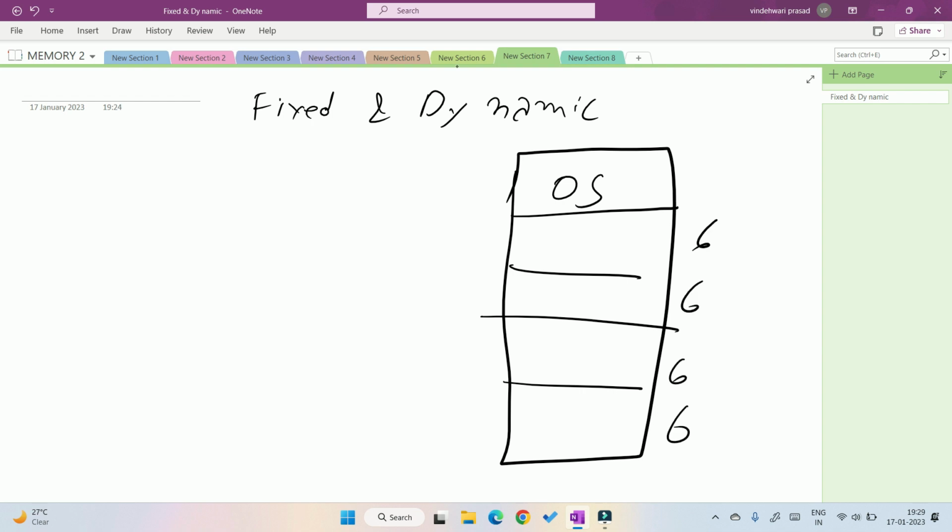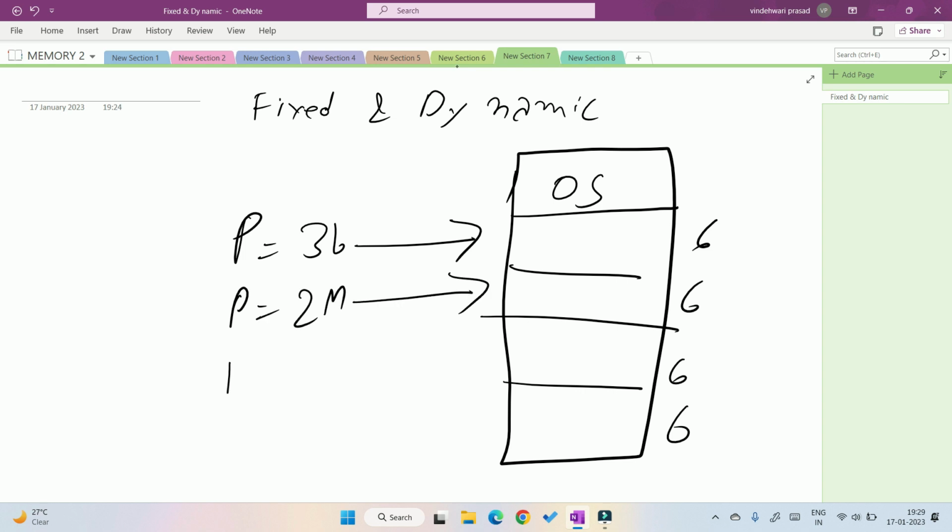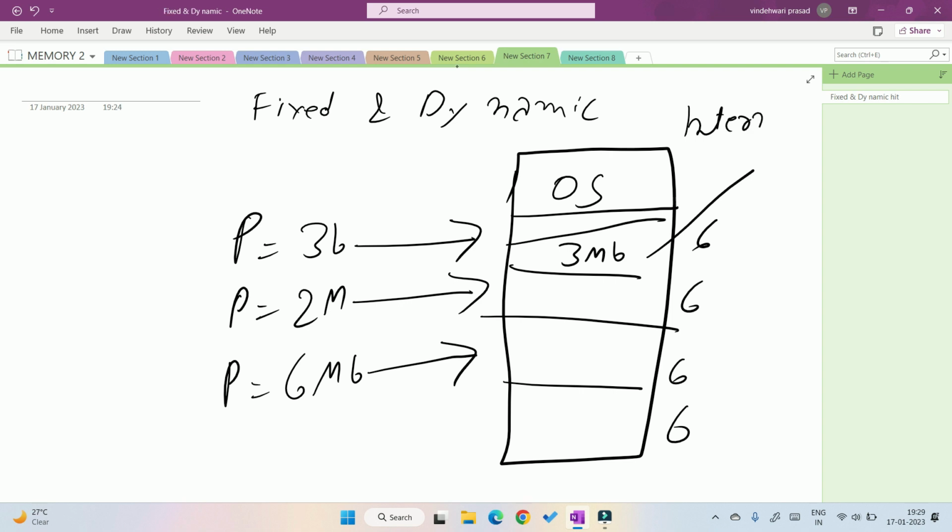Now suppose a process comes and needs 3 MB of space. This block is allotted to it. Another process comes needing 2 MB, and the next block is allotted. Another process comes needing 6 MB, and this block is allotted to it. So what happens? The whole 6 MB block is allotted to a process that needs only 3 MB, so 3 MB is wasted, and this wastage is called internal fragmentation.